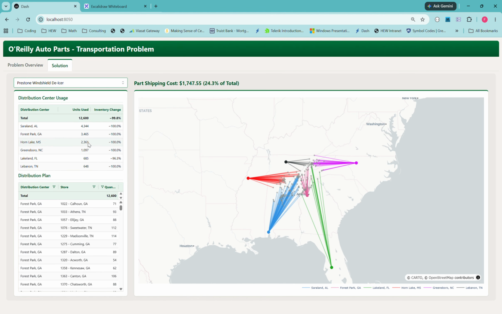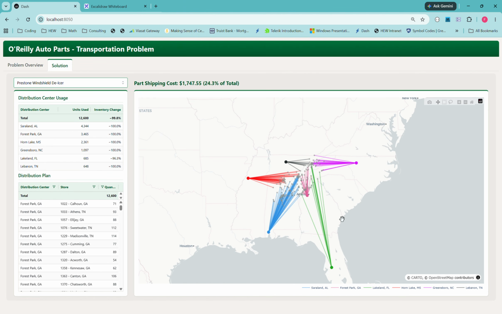So in this case, we use up all of the inventory at every distribution center except for Lakeland, Florida, where we leave roughly 3.5%. Not too surprising there, because we see a correlation between the cost to ship products and the distance, and Lakeland, Florida seems to be the farthest away from the affected stores from that simulated snowfall.